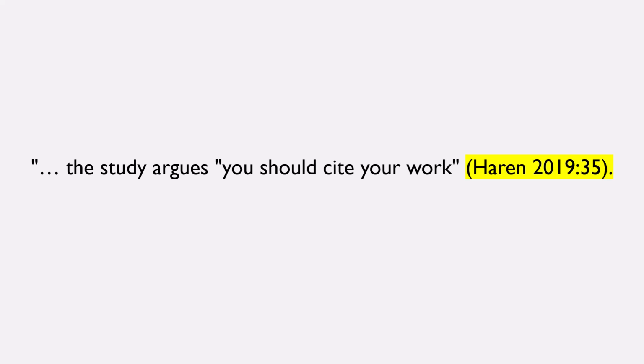First, you can place the whole citation at the end of a sentence in which you included your quote or paraphrase. So, for example, the study argues, "You should cite your work." Note that the citation falls outside of the quotation marks, and that the period that ends the sentence comes after the citation.